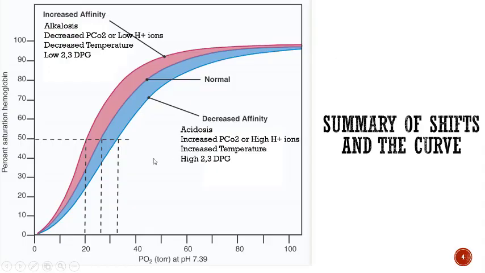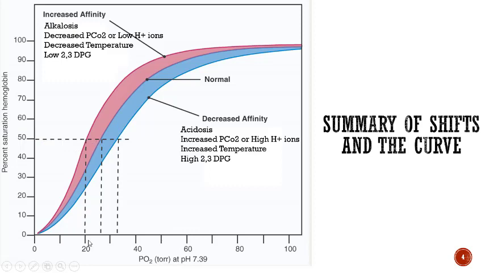So this is the normal curve in the middle. And then when you shift your curve to the right, so you see how it moved over here to the right, and you have this new line right here, that means that you have a decreased affinity for oxygen. If you shift your curve to the left, you have an increased affinity for oxygen. And we're going to talk about what that means and why we care in just a second. But you can see this P50 number, right?